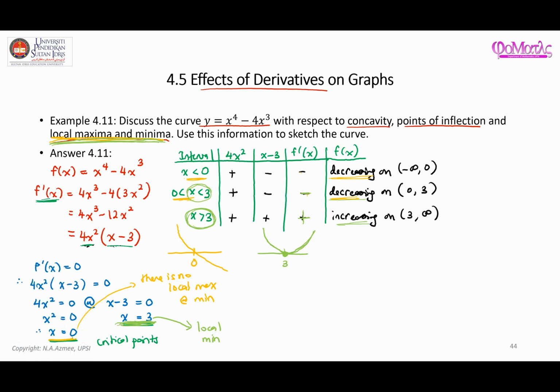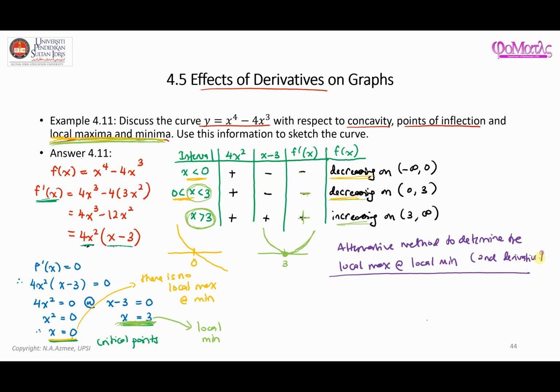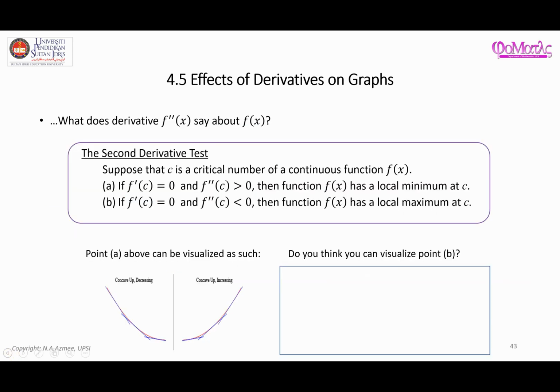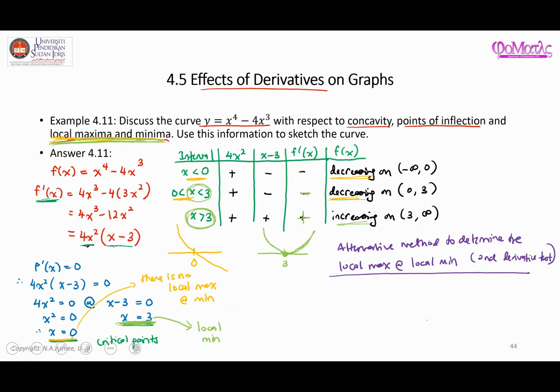So there is also an alternative method to determine the local maximum or local minimum. So this method uses the second derivative test. Okay, so what we need to do first, according to the second derivative test as given here, if f prime c is equal to 0 and the second derivative at c is greater than 0, therefore the function has a local minimum at c. And if the second derivative is less than 0, the function has a local maximum at c. So we are going to just apply the alternative method.